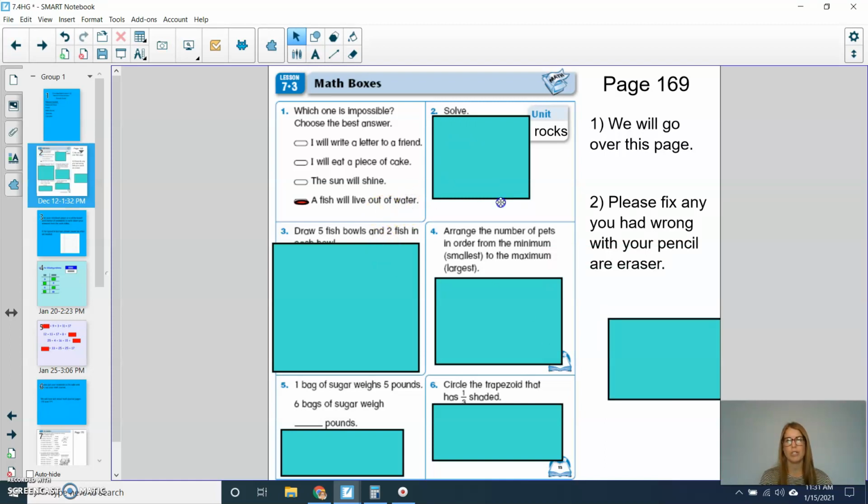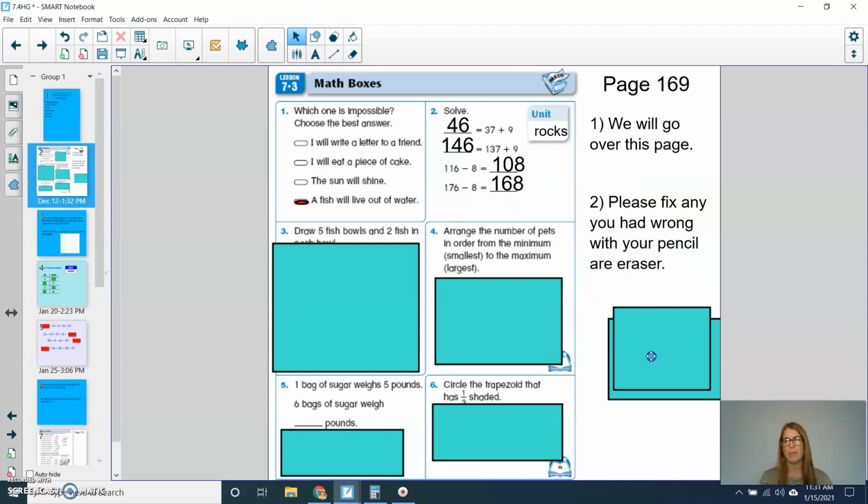For question number 2, you're solving, and the unit I picked today was rocks. So I know that 37 plus 9 gave me a total of 46. And then 137 plus 9, I had 146. Then 116 minus 8, I had 108. And 176 minus 8, I had 168.